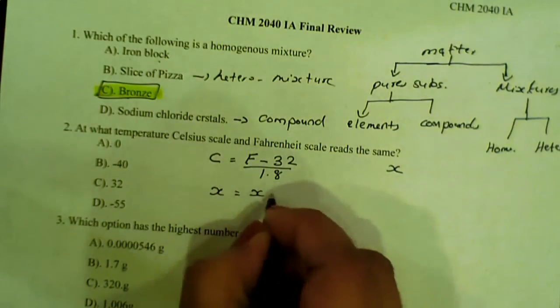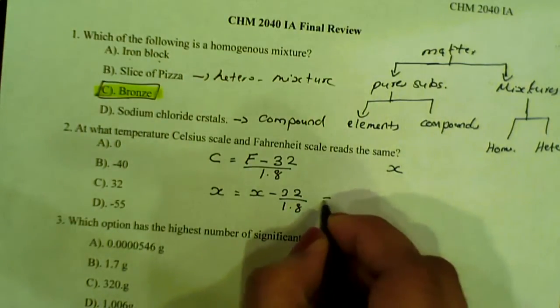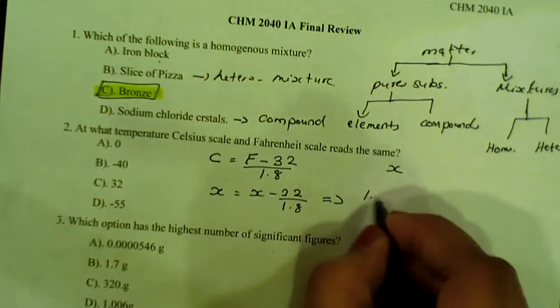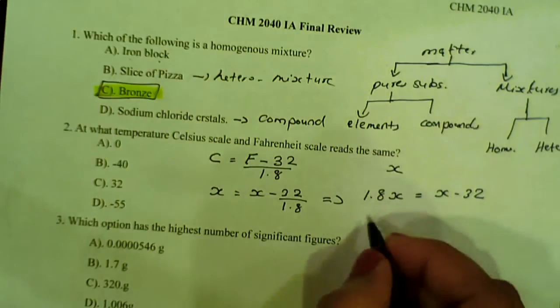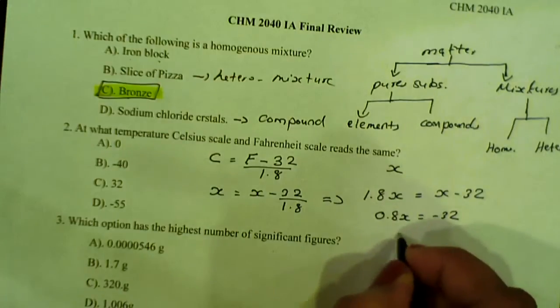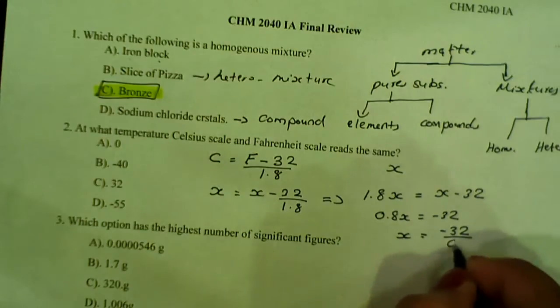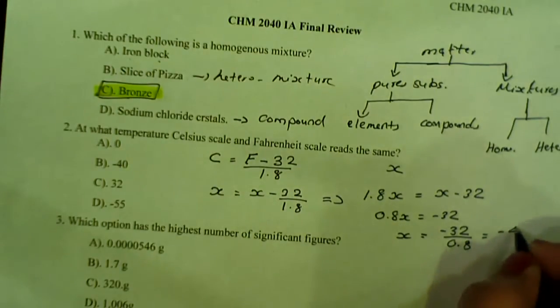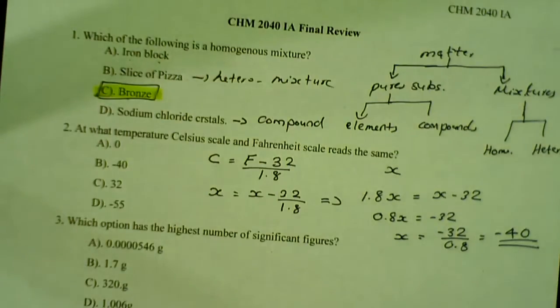So x is equal to (x minus 32) over 1.8. When you do the math, 1.8x will be equal to x minus 32, and 0.8x will be equal to negative 32. Our answer, the temperature, will be negative 32 over 0.8, and you will end up with negative 40. It can be degrees Celsius or degrees Fahrenheit. You guys have a calculator, right? You can double check the answers.